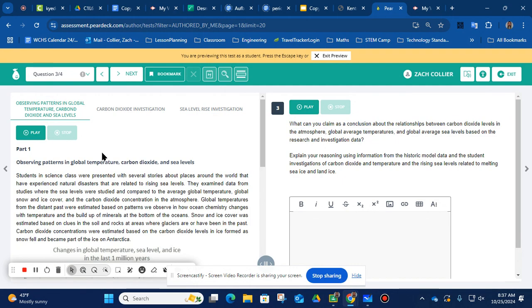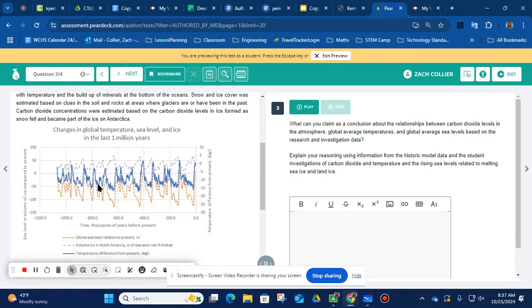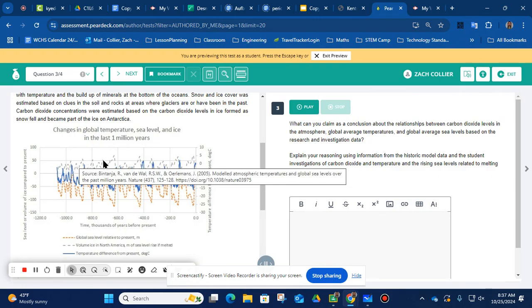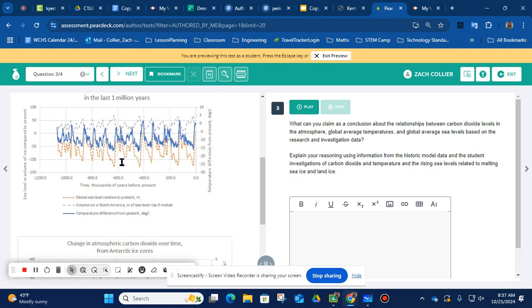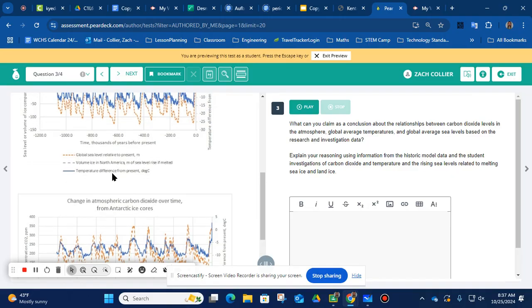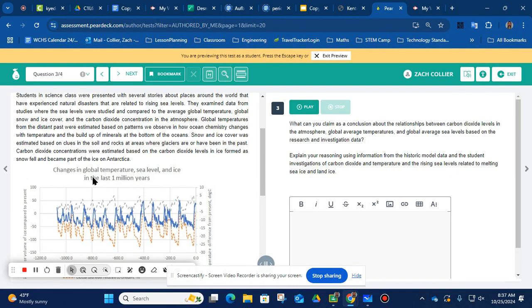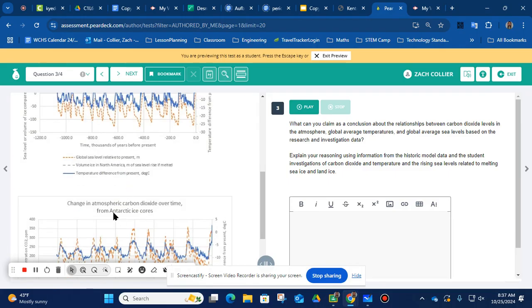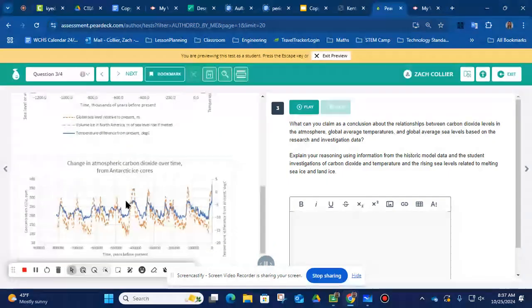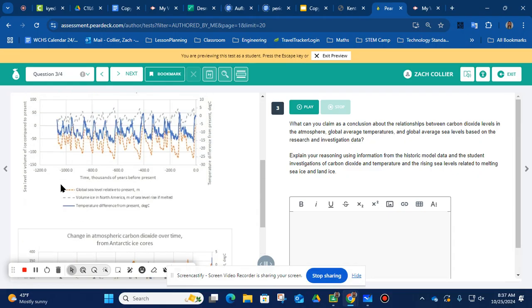The research means the historic data model that you've been given at the very first part. So we look at these 3 things. We've got the historic data, and the way this line peaks for, say, the carbon dioxide level and temperature, and the way that it peaks or valleys or bottoms out for the ice coverage. So you've got all that data there that you can pull from. You've got the carbon dioxide, and then you've got, this one is temperature, sea level, and ice. This one is carbon dioxide and temperature.